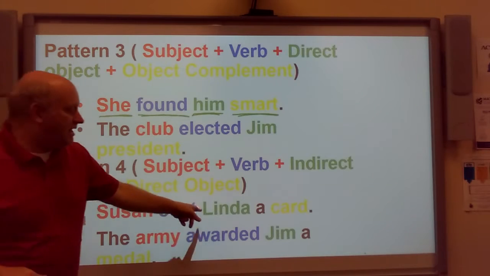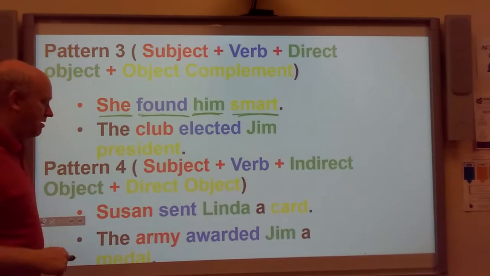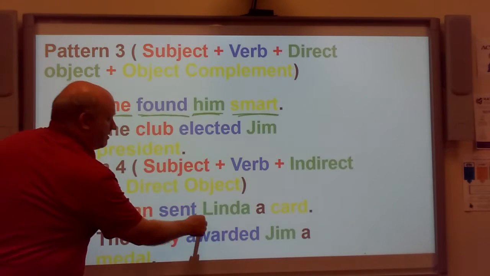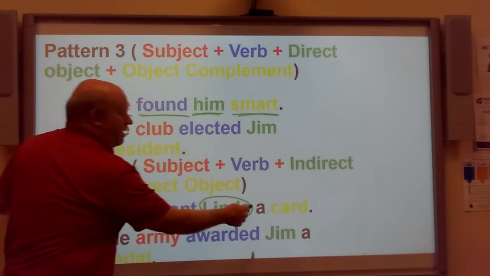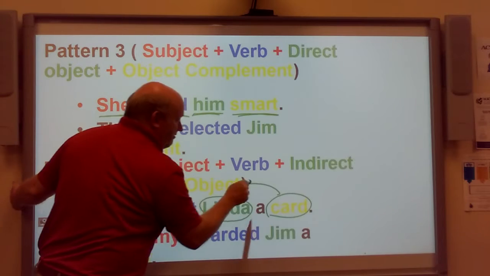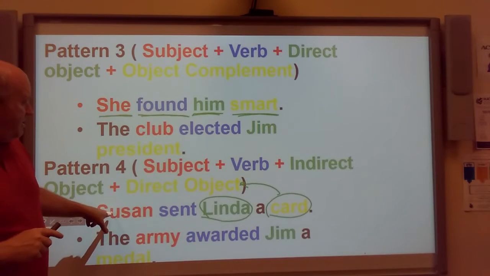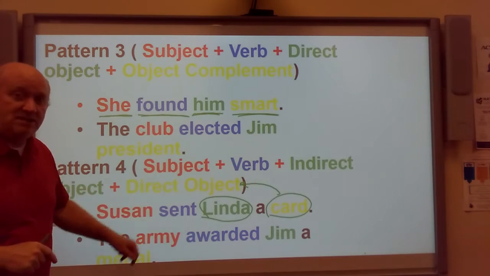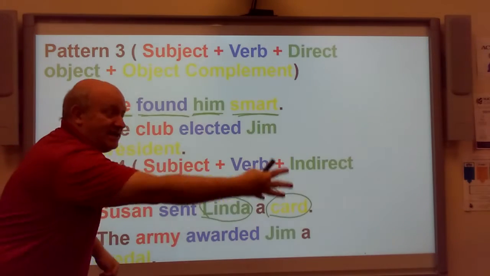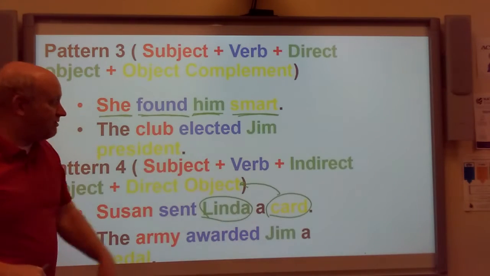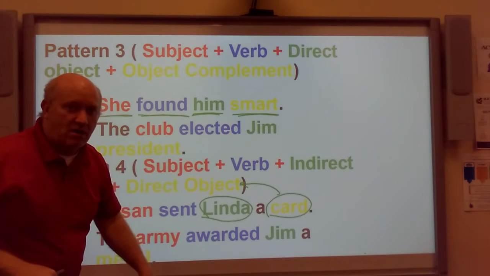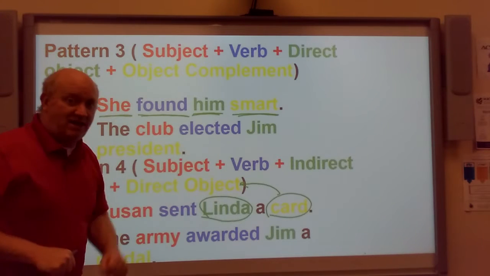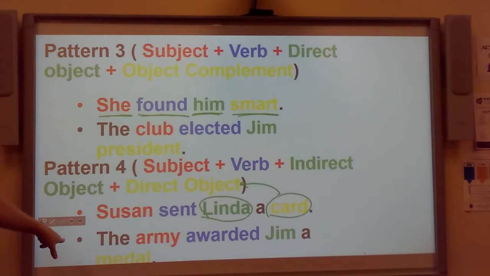Okay. Pattern 4. We have a subject plus verb plus indirect plus direct object. Susan sent Linda a car. Susan sent who? Which is an indirect object. Sent who a what? A car, which is your direct object. Susan's a subject, sent is a verb because I'm doing action, I'm sending. Linda is the indirect object because Susan sent a card. Who did she send a card to? Linda.